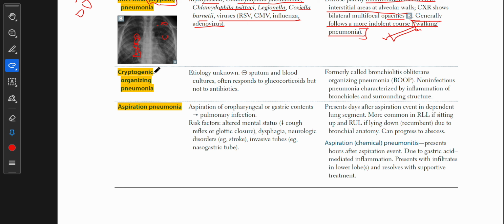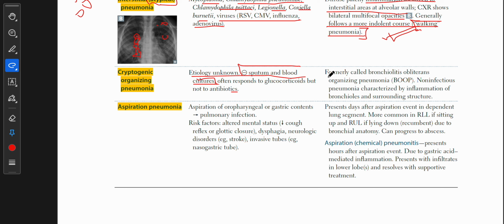Another type of pneumonia is cryptogenic organizing pneumonia. So the etiology is unknown, and sputum and blood cultures are negative. So there are no bacteria or viruses causing this pneumonia, and it often responds to glucocorticoids but not to antibiotics because there are no bacterial or pathogenic infections here.